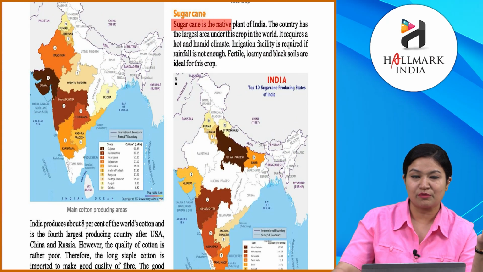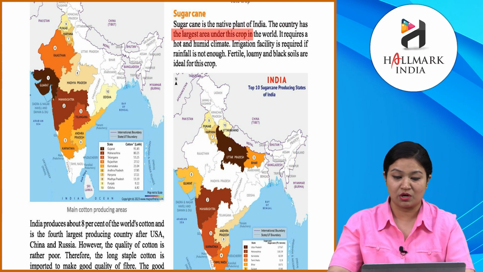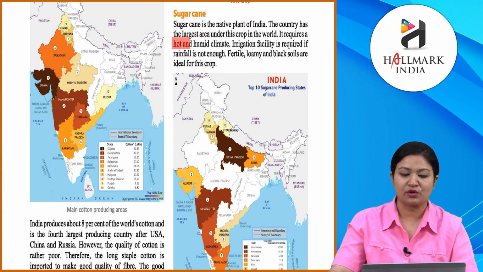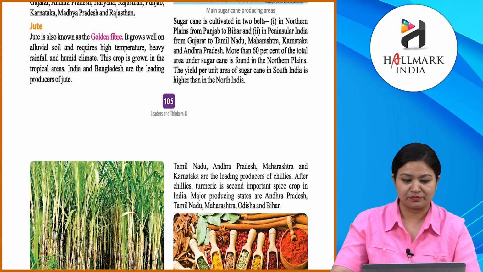Now sugarcane. Sugarcane is the native plant of India. The country has the largest area under this crop in the world. It requires a hot and humid climate. Irrigation facility is required if rainfall is not enough. Fertile, loamy and black soils are ideal for this crop.